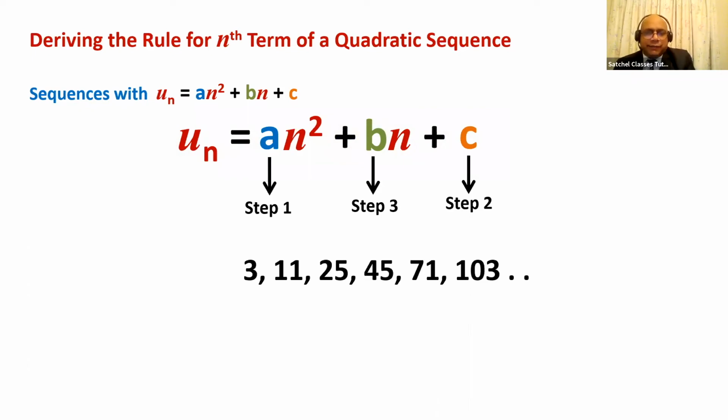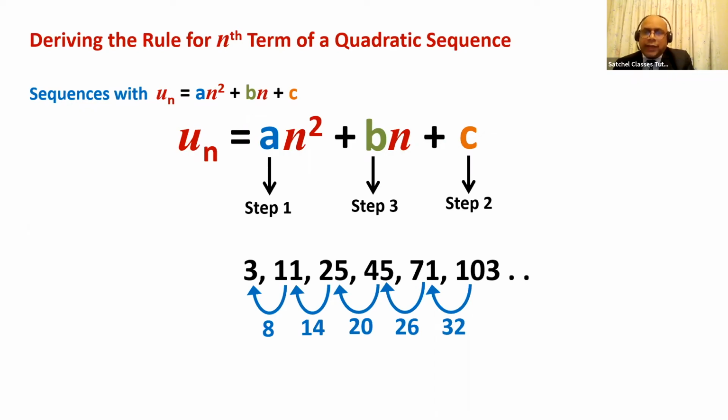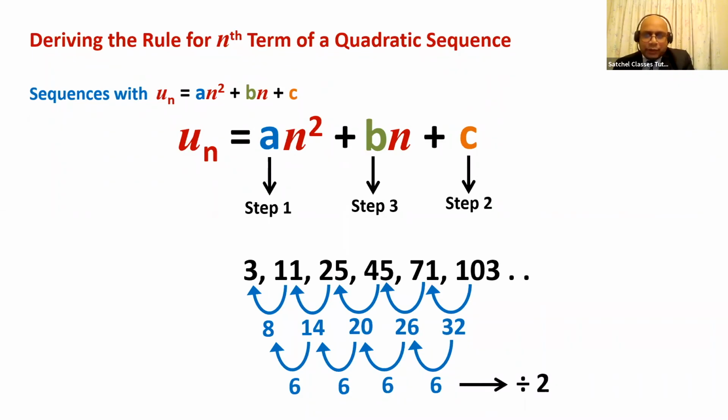Here is the sequence: 3, 11, 25, 45, 71, 103. Let's go step by step. Step number 1, to find A, you find the first difference, which is 8, 14, 20, 26, 32. Then you find the second difference, which are 6, 6, 6, and 6. So A would be 6 divided by 2, which is 3, right? So I'll replace A by 3.